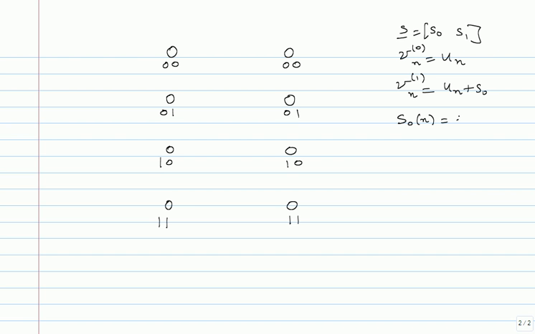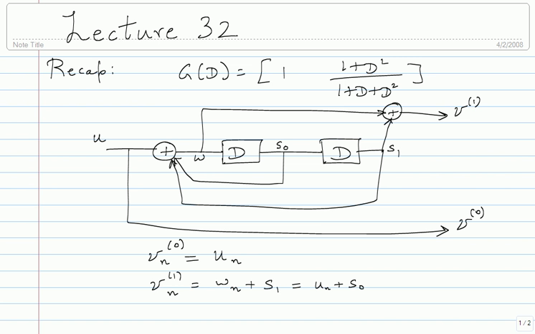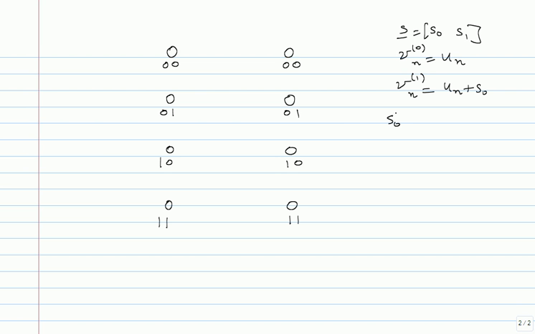Okay, so this W, I have to compute W. So I think to write down the next state, I said S0 is W, but what is Wn? Wn is Un plus S0 plus S1. Okay, so S0 next is Un plus S0 plus S1. What is S1 next? S0 itself.